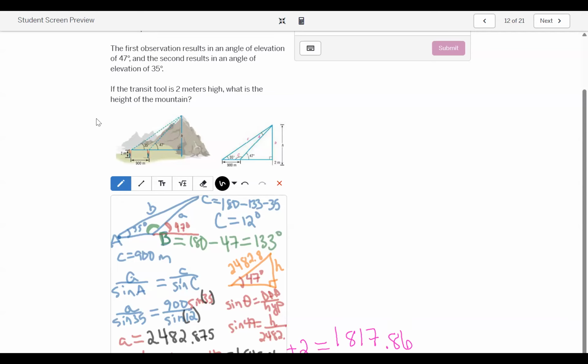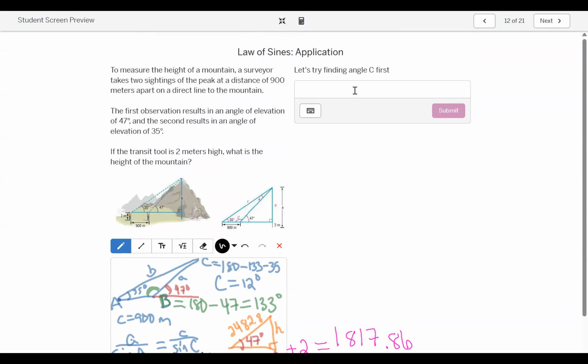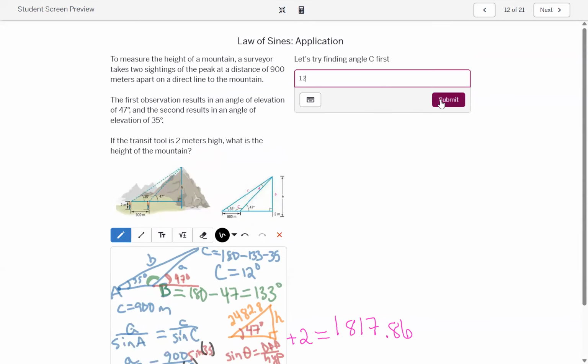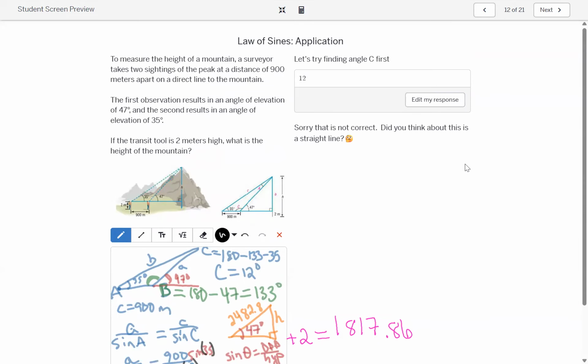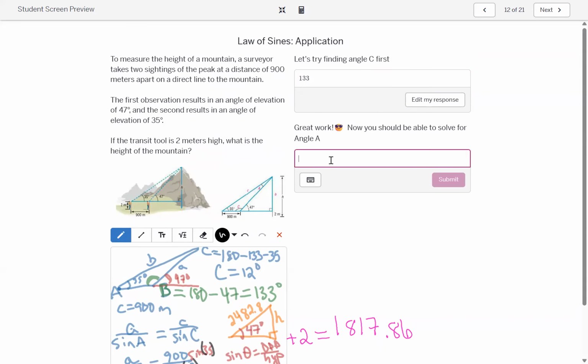Now let's see what they said for rounding directions. Oh, well, they wanted angle C first, sorry. 12. Wrong angle C. 133. They labeled their triangle differently than I labeled mine. So their angle C was what I called B. Their angle A is what I called C, so that's 12.